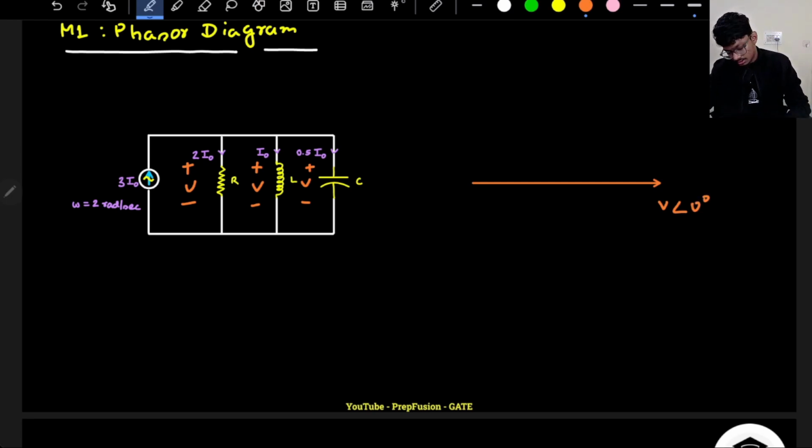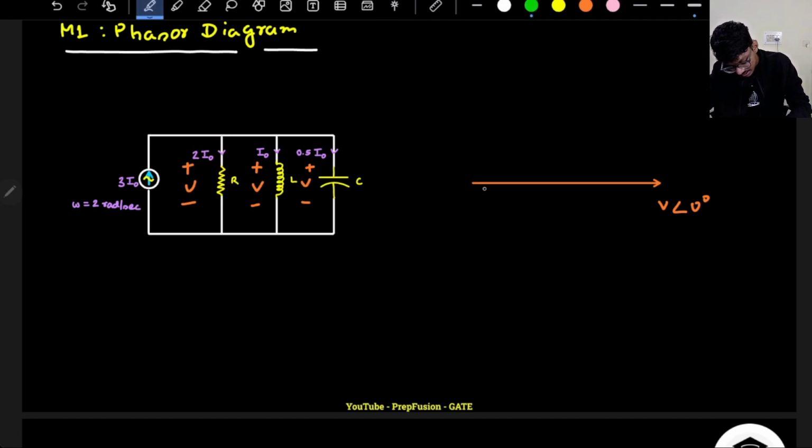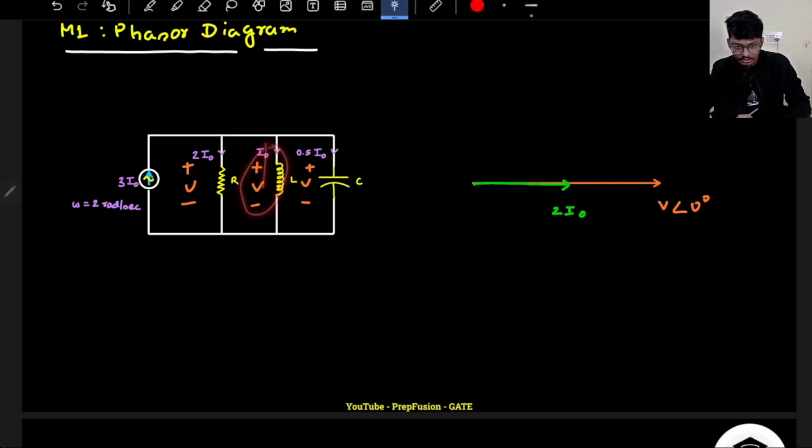Okay. Now if voltage is the reference, then the current through this resistor will also be in the same phase as the voltage across the resistor. So this 2I0 is actually in the same phase as the voltage. What about the current through the inductor?